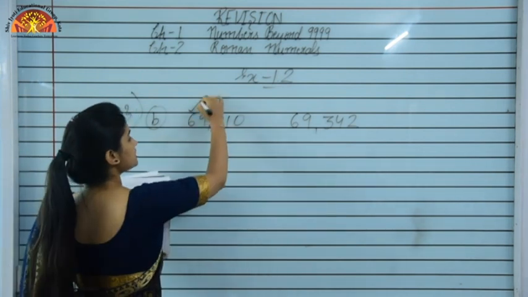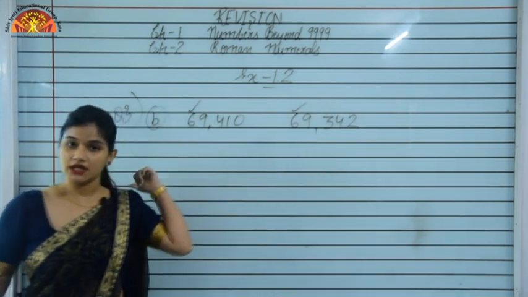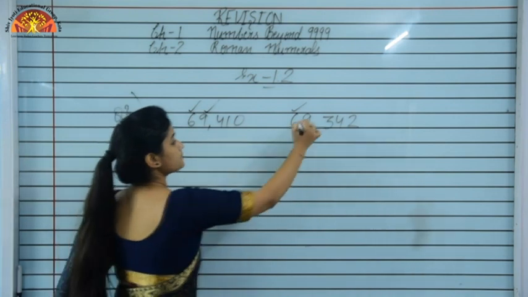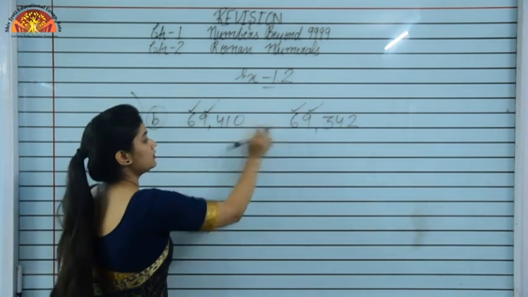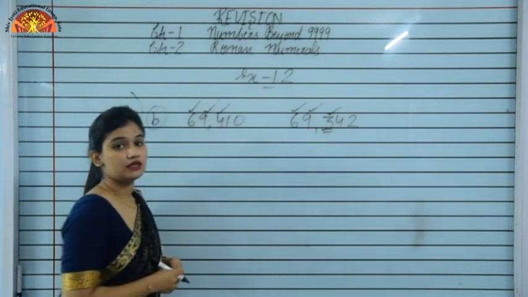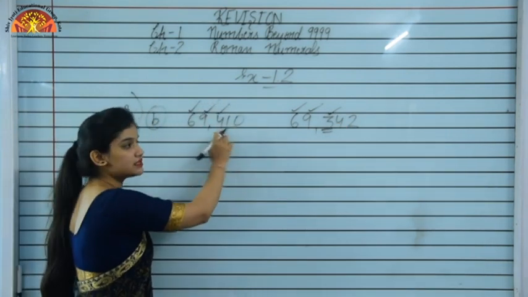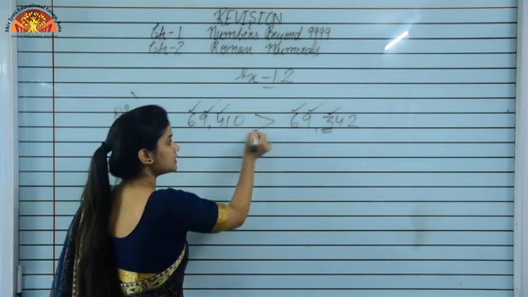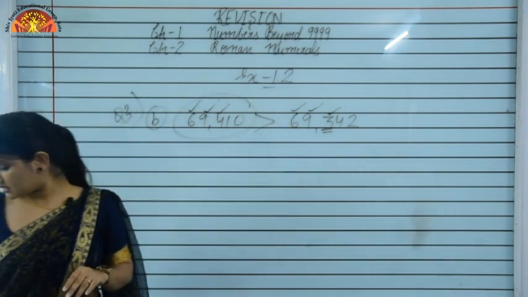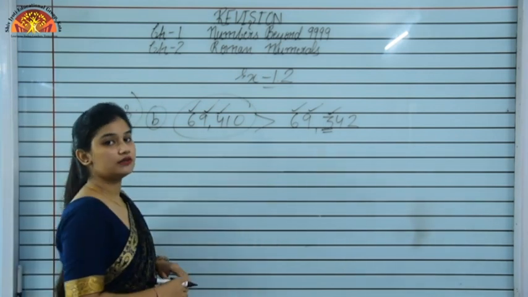So first of all, as I have told you, we have to compare from the left side. 6 here, 6 here, same. Then 9, both are also same. Then 4, and here we can see 3. And we know 4 is more than 3. It means this number will be greater than this number. Understood students? So in this way you can compare the numbers.